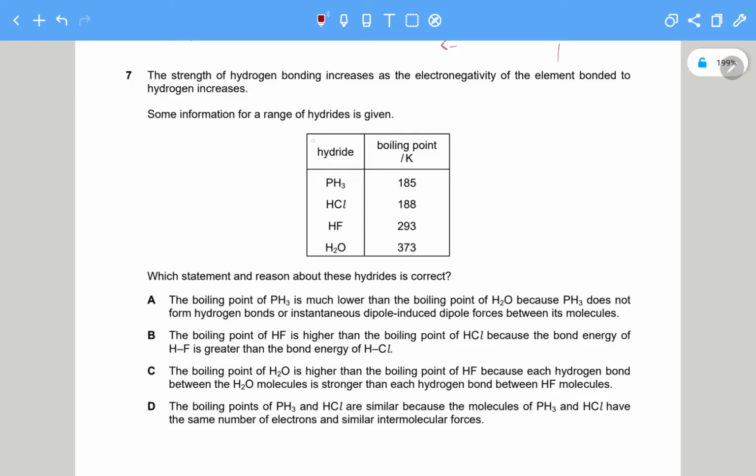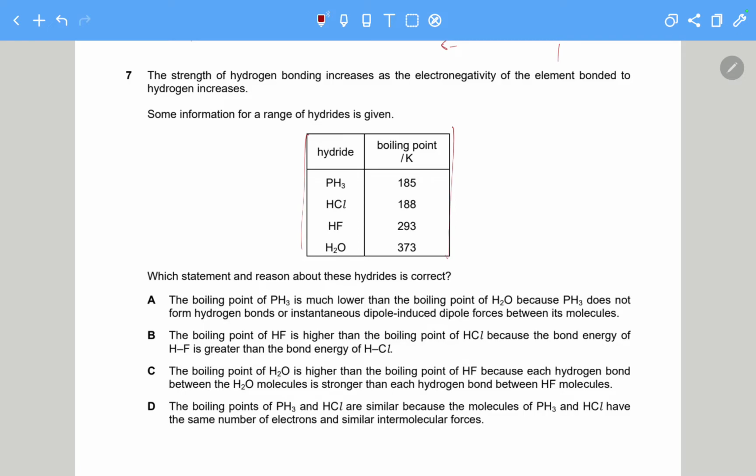So we have the hydrides in this column and we have the boiling points in this column. Which statement and reason about these hydrides is correct? The boiling point of PH3 is much lower than the boiling point of H2O because PH3 does not form hydrogen bonds or instantaneous induced dipole forces between its molecules.